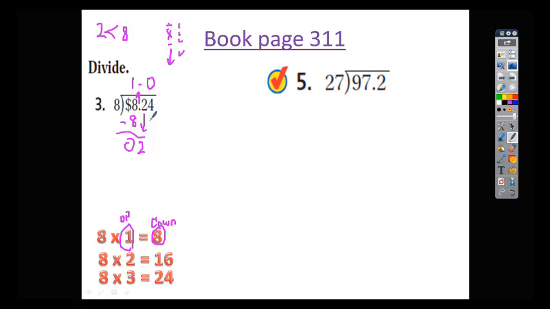This 0 gives you the permission to bring down the second digit, to make this number bigger. Now in place of 2 we have 24. Now we can divide.